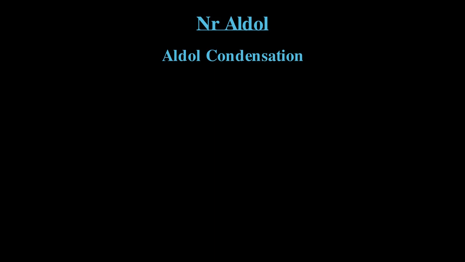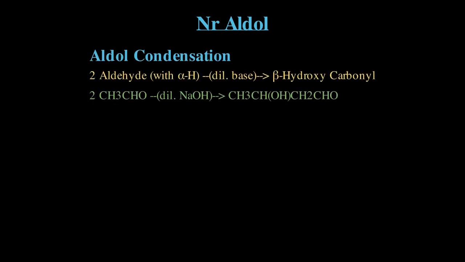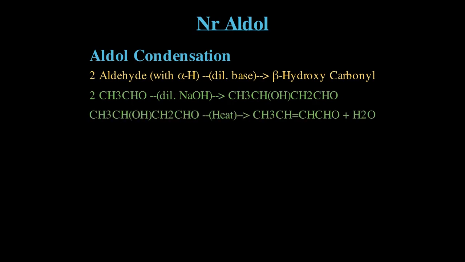The product is a beta-hydroxy aldehyde or ketone, which we call an aldol, from aldehyde and ol from alcohol. If you heat this aldol product, it easily loses a water molecule through dehydration to form an alpha-beta unsaturated carbonyl compound. For example, 2 molecules of ethanal, that's CH3CHO, react with dilute NaOH to give 3-hydroxybutanal. Upon heating, this loses water to form but-2-enal, also known as crotonaldehyde.